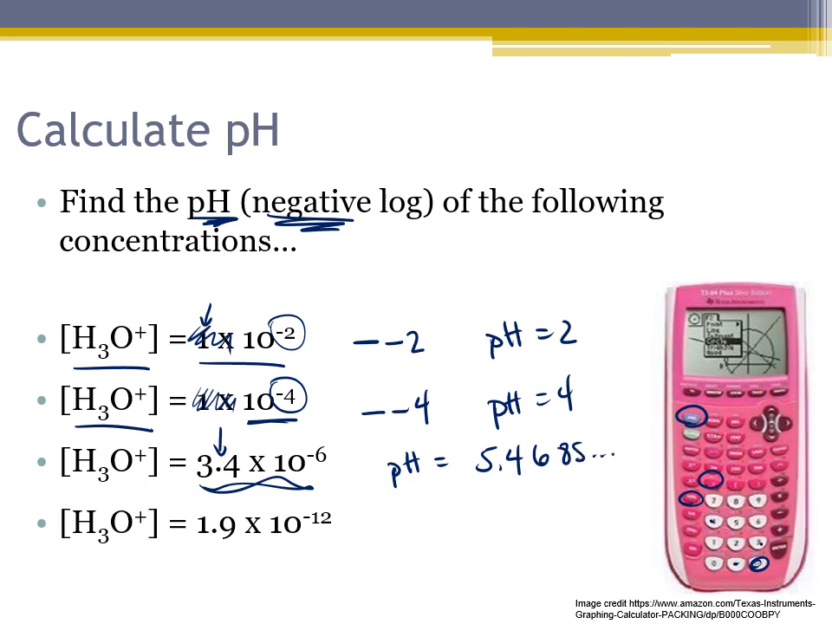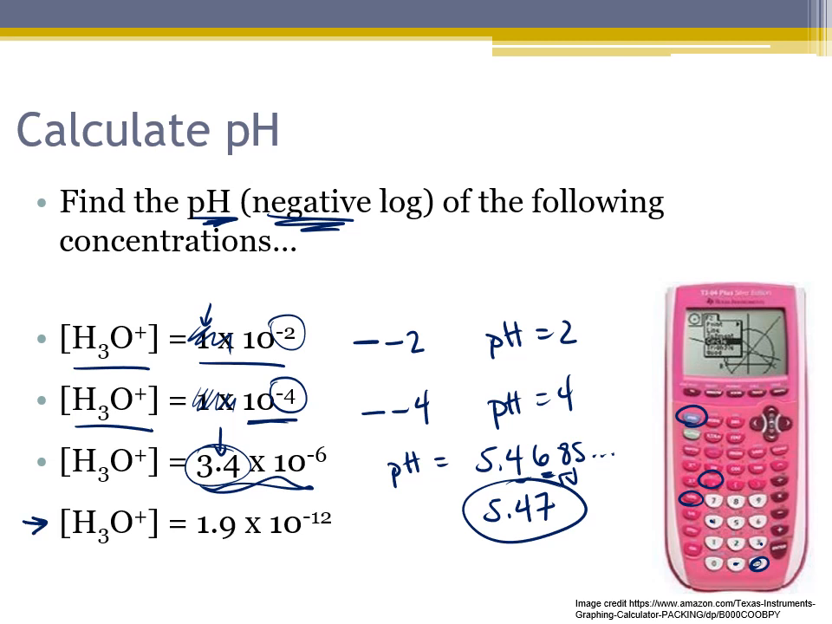5.4685, lots of digits. Sig figs on logarithms are kind of weird. So I'm going to count the number of sig figs that I have in my original data, and that's the number of decimal places in the logarithm that I get to keep. So since I have 2 sig figs in my data, I'm going to keep 2 decimal places. That 8 is going to make that 6 a 7. My final pH is 5.47. 5.47 is the pH of that solution.